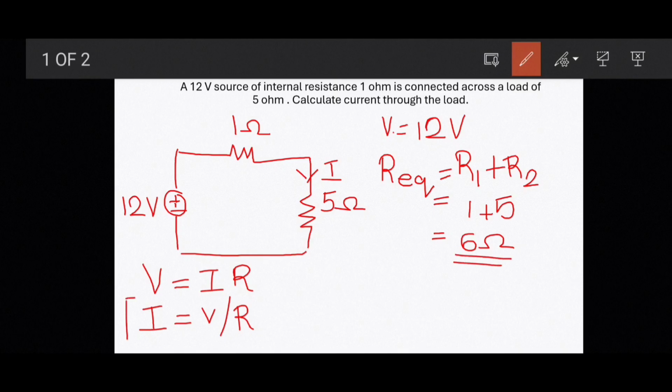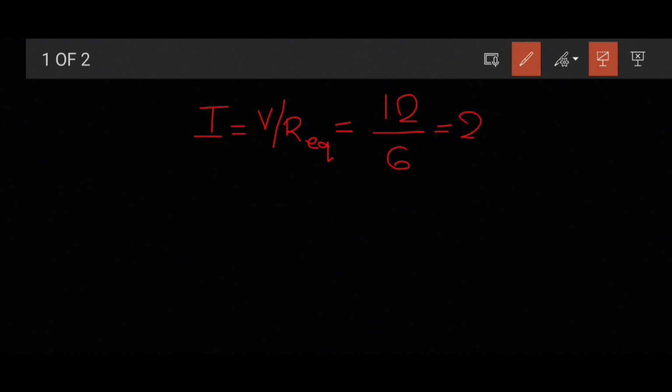Okay. So now we can substitute in the equation I equal to V by R. Therefore, I is equal to V divided by R. Here R is the equivalent resistance. So V is 12 volt, R is 6 ohm, that is 2 amps.